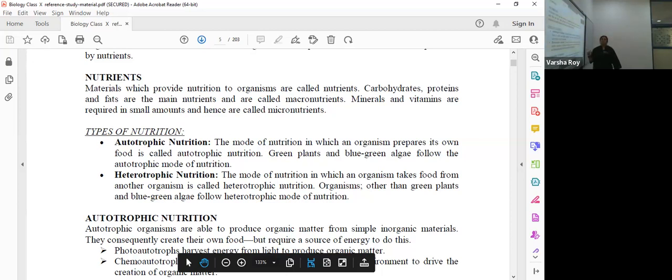So what are the types of nutrition? Autotrophic and heterotrophic nutrition. Autotrophs could be green plants, blue-green algae, bacteria, archaebacteria, which are able to do photosynthesis, meaning they should be able to rearrange the inorganic substance to organic. The mode of nutrition in which an organism prepares its own food is called autotrophic nutrition. Green plants and blue-green algae follow the autotrophic mode of nutrition. In heterotrophic nutrition, an organism takes food from another organism, so directly or indirectly, a heterotroph is dependent on an autotroph.